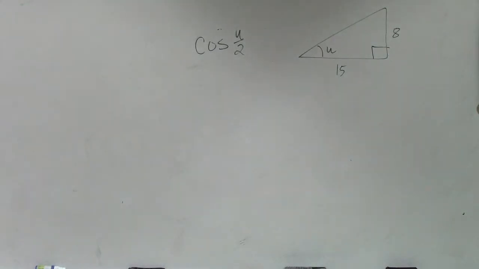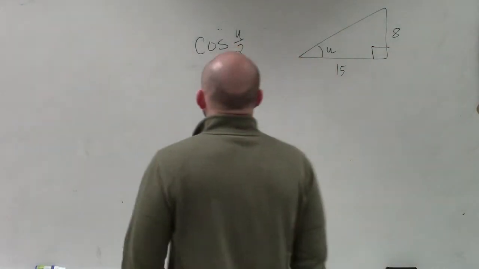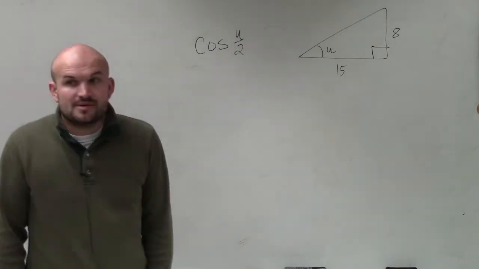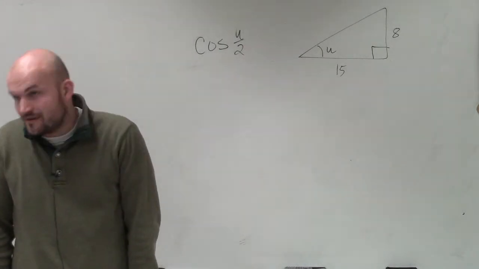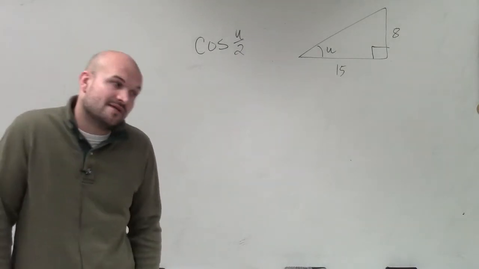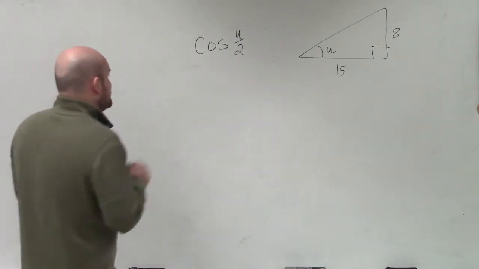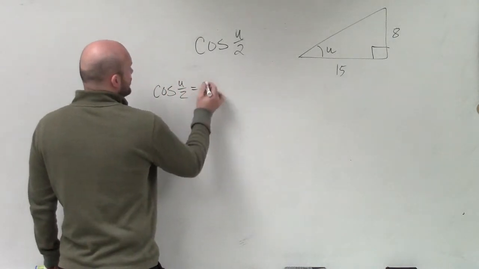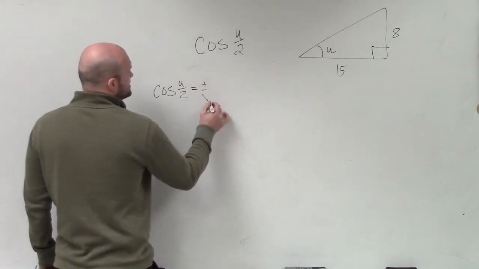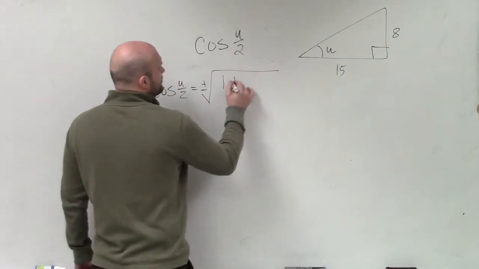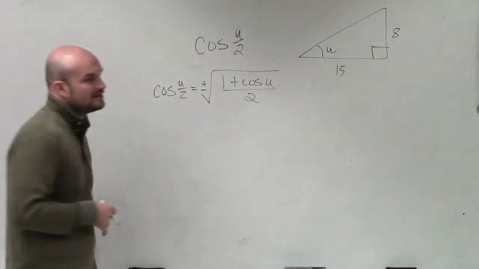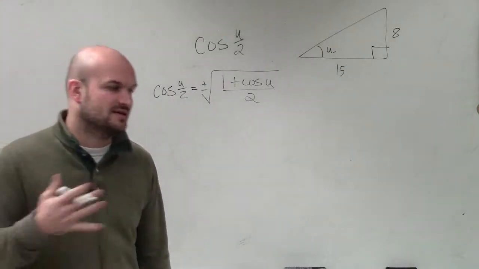OK, so on this example, ladies and gentlemen, to do a problem like this, I have cosine of u over 2. And so simply, guys, again, they're asking us to do the half angle formula, right? So we have to know the half angle formula, which will be provided to you. So the half angle formula is cosine of u over 2 equals, we talked about the plus or minus, and I need to go over that a little bit more with you, the square root of 1 plus cosine of u divided by 2.